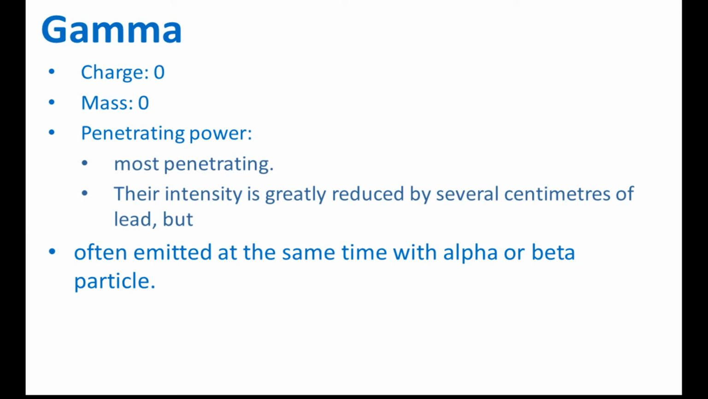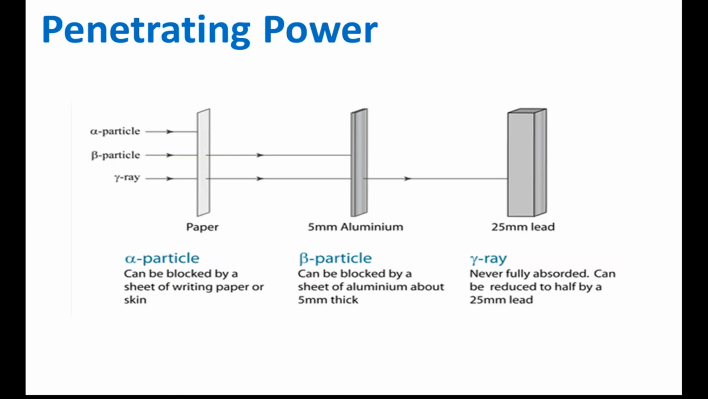So this is the comparison of alpha, beta, and gamma, and we have this diagram to help us compare the penetrating power. So this is a piece of paper. Alpha will be blocked by this piece of paper. Beta and gamma can pass through the paper, and beta radiation will be stopped by 5 mm aluminium. But gamma can easily penetrate through this 5 mm aluminium.